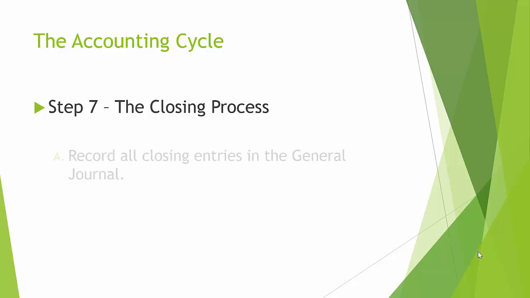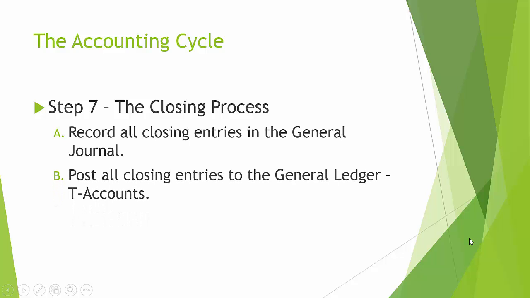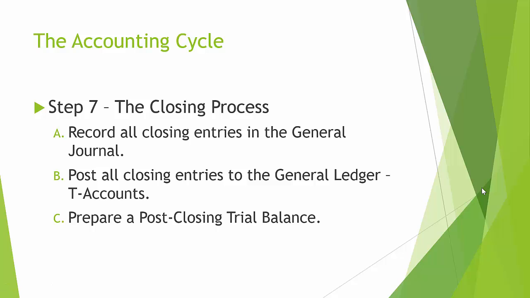The first thing we have to do is record all closing entries in the general journal. Then with any entry that we prepare in the journal, we obviously have to post those closing entries to the general ledger T accounts, and then we have to prepare a post-closing trial balance at the end of this. Okay, that will get us through all of the required steps of the accounting cycle. We will have one optional step left to go after this. That's something we cover in the course, but is not a part of the requirements of the accounting cycle.